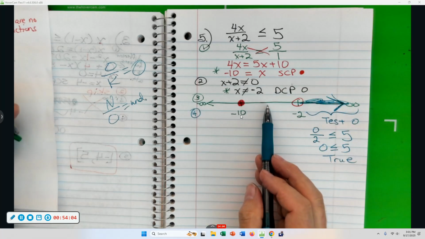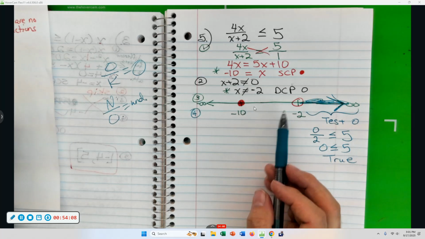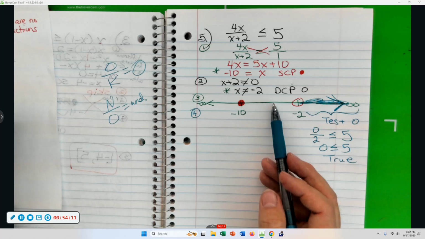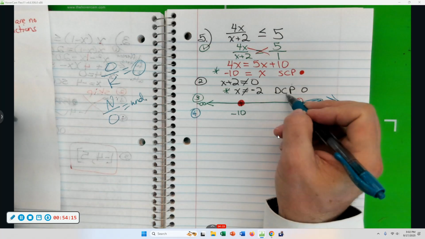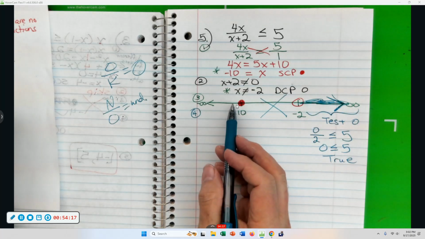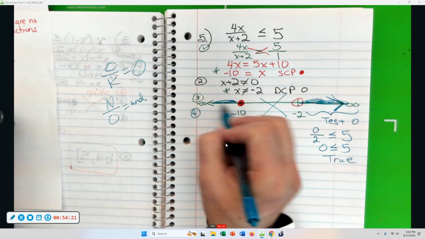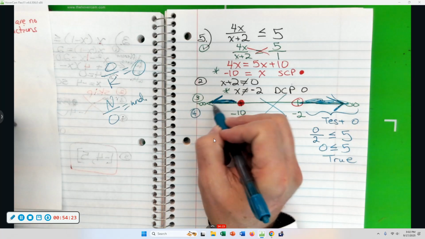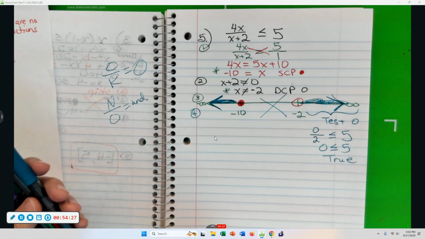What are we going to do to the interval beside it? Suppose I'd tested -9 or -8 or -3. Would it have been true or false? So shade or cross out. To the left of -10, what will I do? Shade it. Knowing that it alternates saves a lot of time.